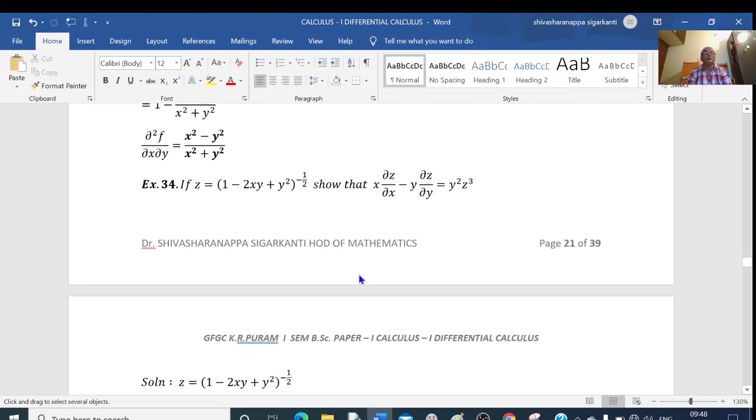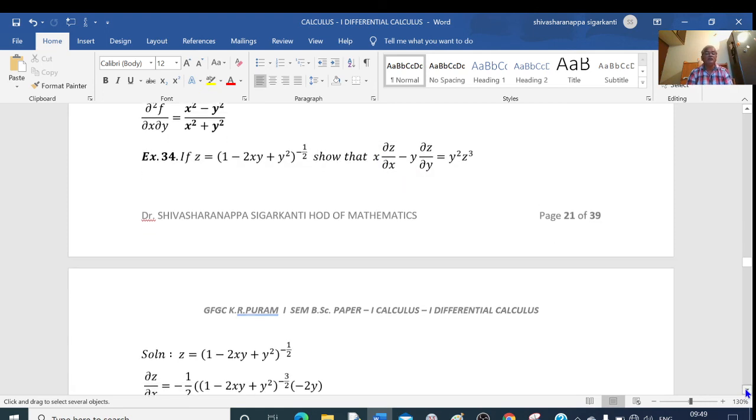Next example, if z equals (1 minus 2xy plus y²) to the power of minus 1 by 2, show that x ∂z/∂x minus y ∂z/∂y is equal to y² z³. What we need to do here, just we have to find ∂z/∂x, multiply this by x, find ∂z/∂y, multiply this by y, then consider this minus this. Then we get y² z³.